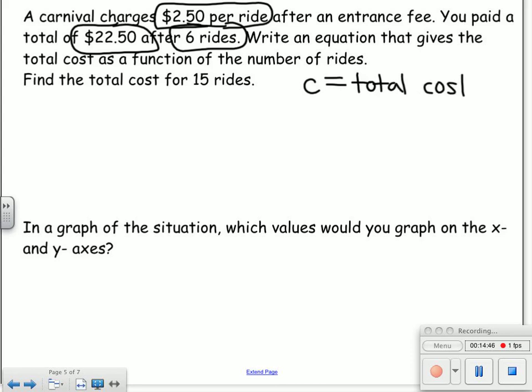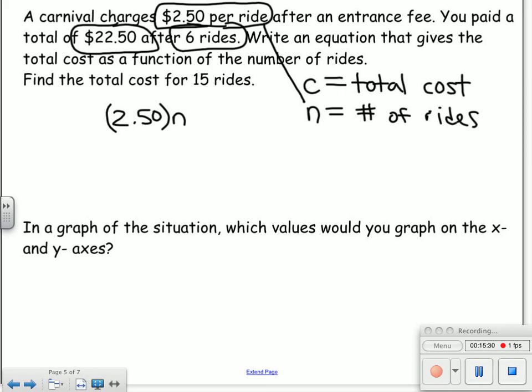C equals total cost. So how is that related? Well, C is the total cost. So we have N equals the number of rides, because depending on how many rides you go on, the cost is going to go up or down. So we're going to look and see how these two things relate now. So I know it's $2.50 per N. So if I go on 4 rides, it's going to be $10. And then it says here you paid a total of $22.50 after 6 rides.